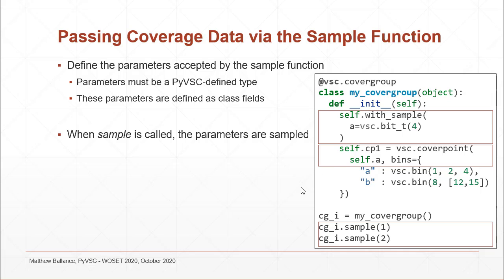So this works pretty well for passing small amounts of data. And the restriction really here is that the parameters of the sample method need to be PyVSC data types, either primitives, as is shown here, or random objects, in order for PyVSC to work correctly.